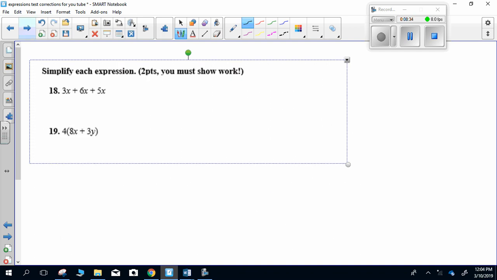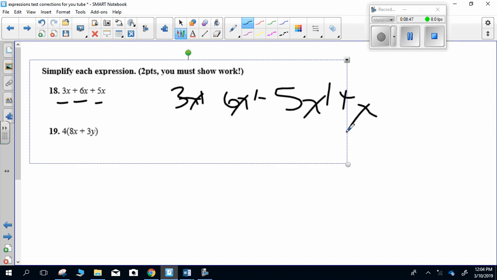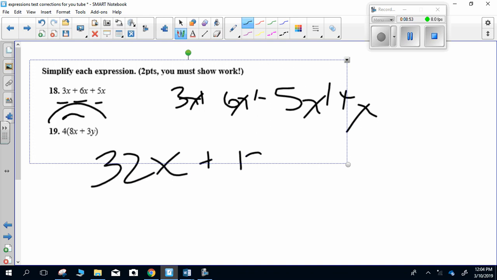Next one, remember we're just going to add the coefficients, so you're going to add 3, 6, and 5. 3 plus 6 plus 5 is 14. So 3x plus 6x plus 5x is 14x. Next one, draw a rainbow to each term. 32x plus 12y.